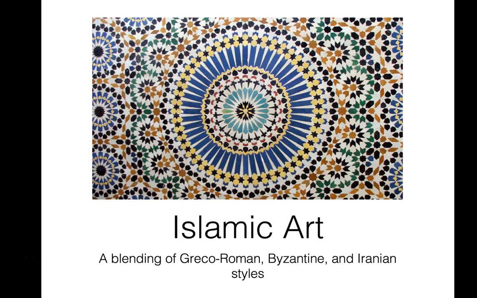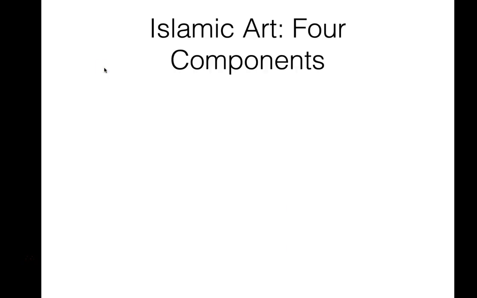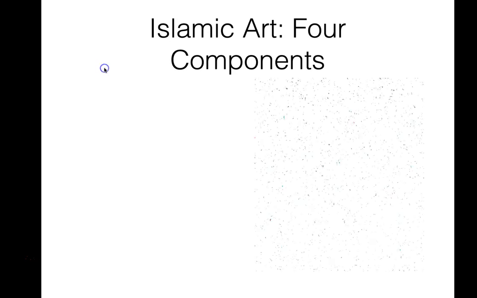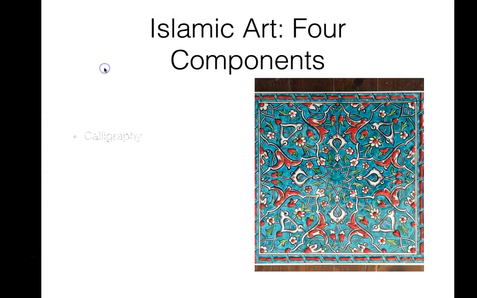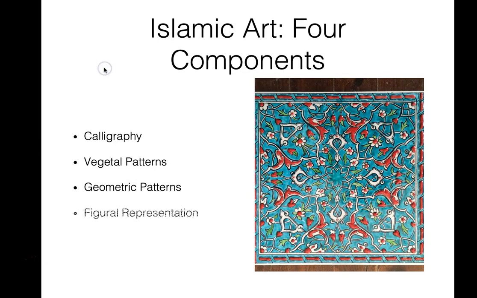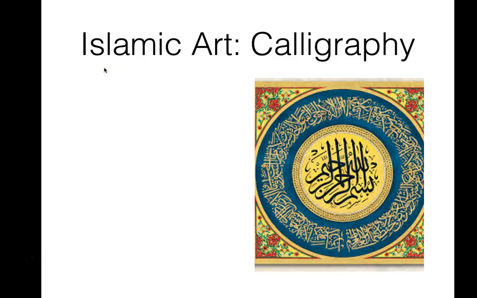Islamic art, coming a little bit later, is a blending of Greco-Roman, Byzantine, and Iranian styles. There are 4 components to Islamic art that your book will tell you a little bit about, but I go into a little bit more depth here, just so you can start to really analyze it. Calligraphy, vegetal patterns, geometric patterns, and figural representation. So let's look at calligraphy first.